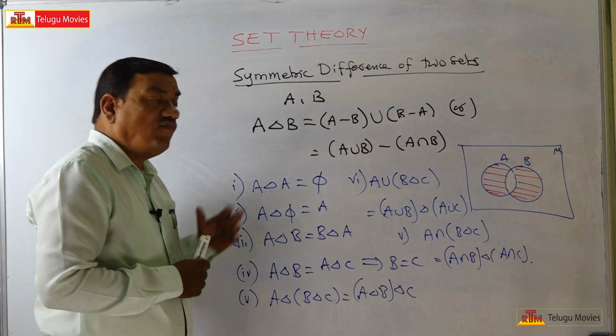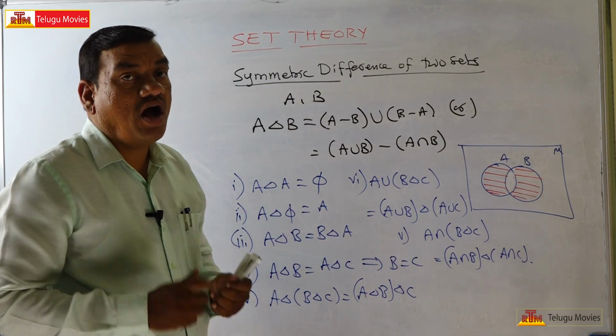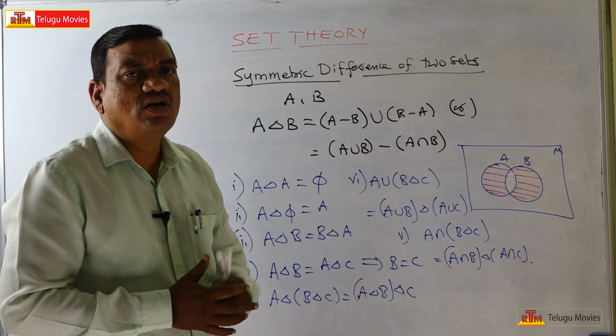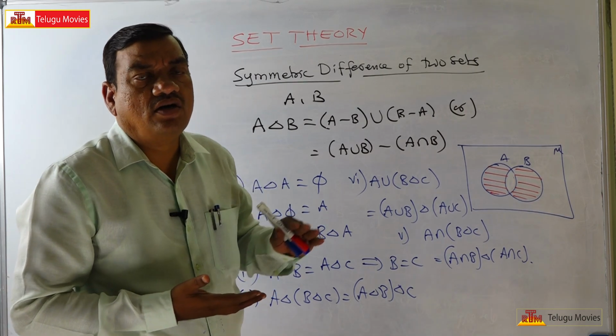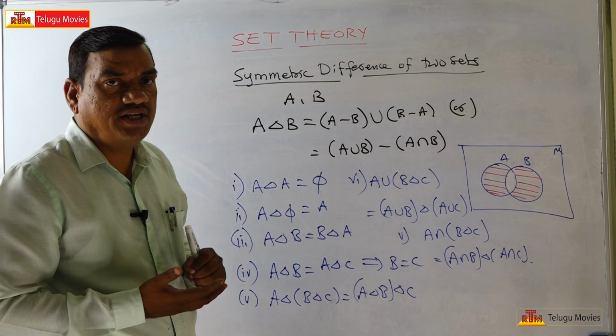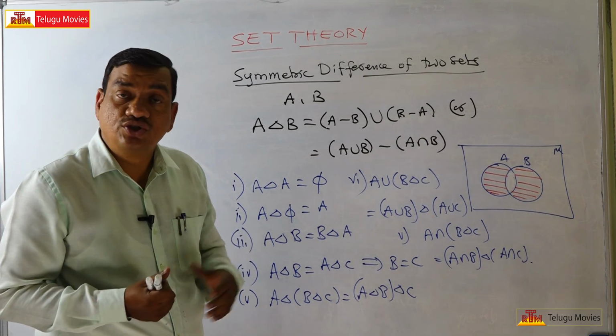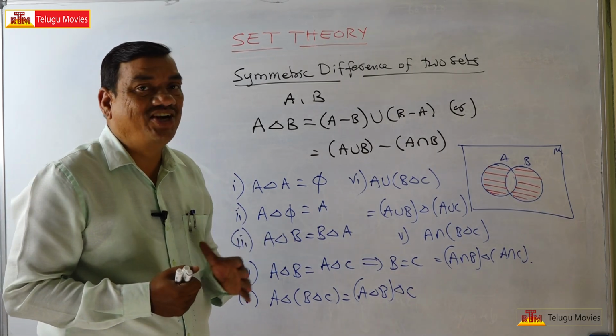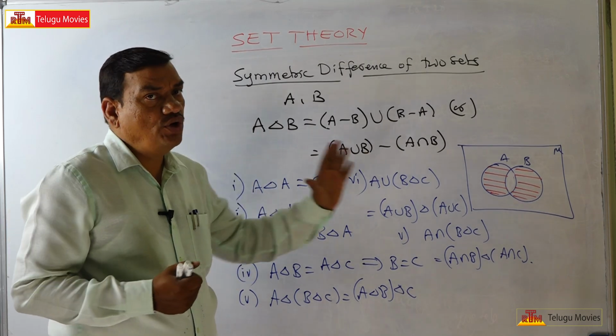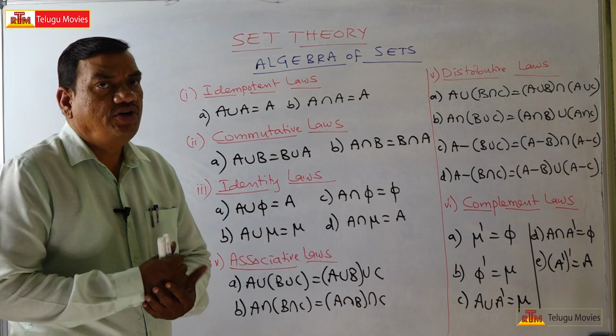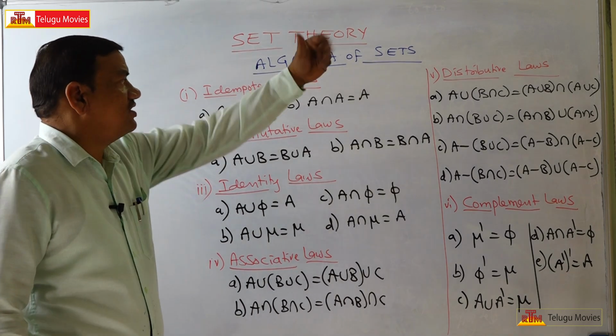Okay, now, after this concept, let us see the algebra of sets. What are the properties of union and intersection, the commutative laws, associative laws, distributive laws, identity laws, all together I am going to explain. Dear students, see this algebra of sets.